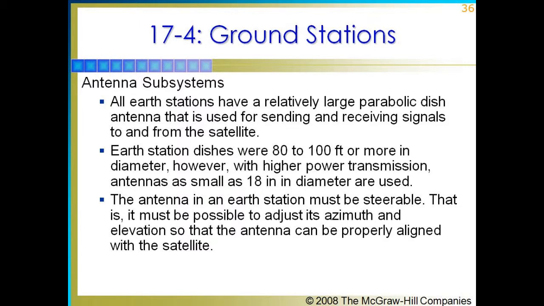All Earth stations have a relatively large parabolic dish antenna that is used for sending and receiving signals to and from the satellite. Early satellites had very low power transmitters, so the signals received on the Earth were extremely small. Huge high-gain antennas were required to pick up minute signals from the satellite. The Earth station dishes were 80 to 100 feet or more in diameter. Antennas of this size are still used in some satellite systems today, and even larger antennas have been used for deep space probes.